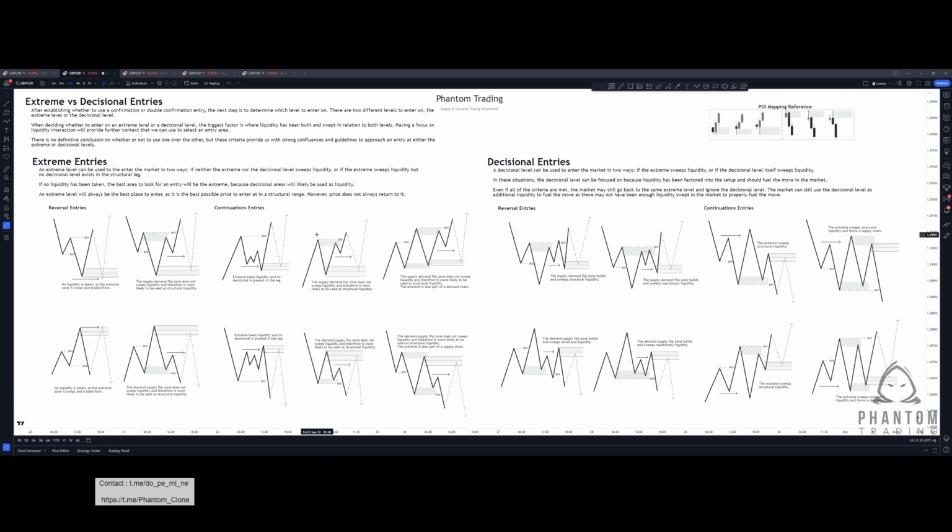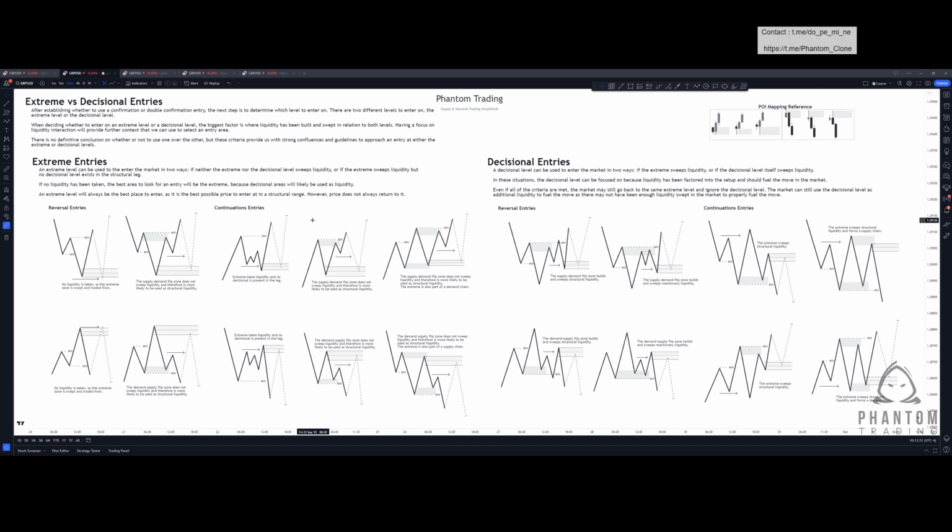So after establishing whether to use a double confirmation or confirmation entry, the next step is to determine which level to enter on. There are two different levels to enter on, the extreme level or the decisional level. When deciding whether to enter on the extreme level or the decisional level, the biggest factor is where liquidity has been built and swept in relation to both of those levels. Having a focus on liquidity interaction will provide further context that we can use to select an entry area.